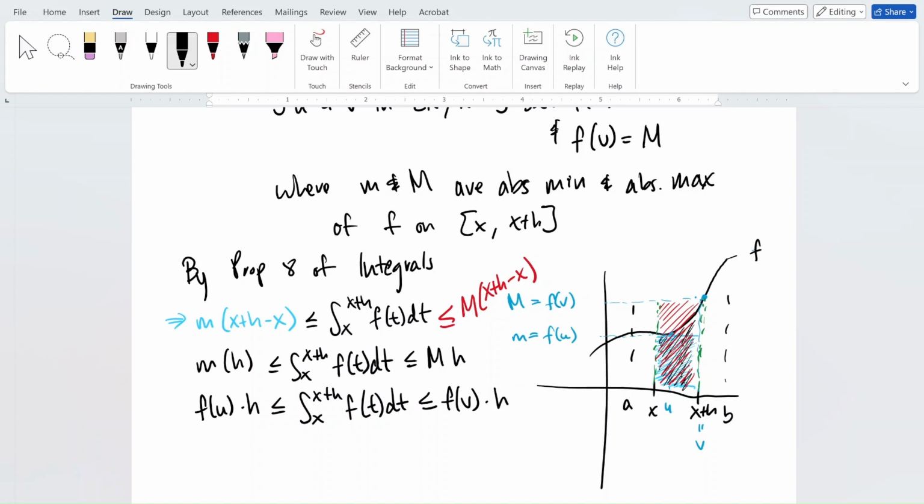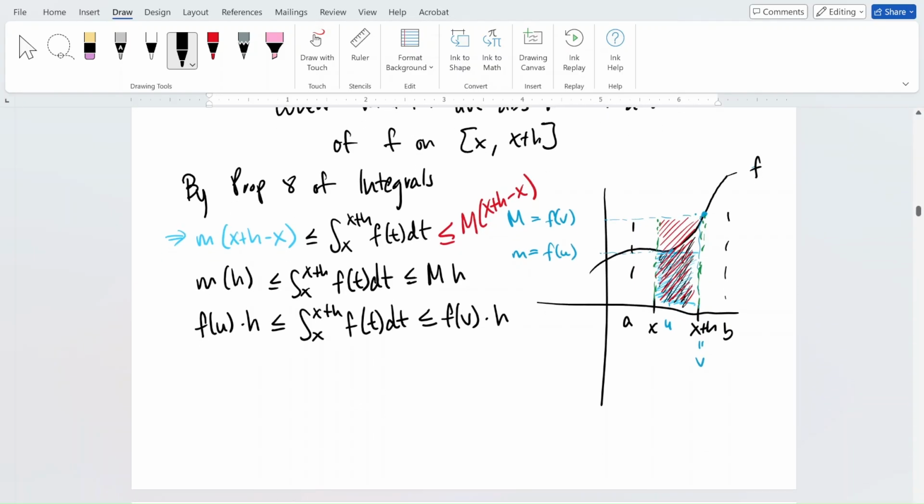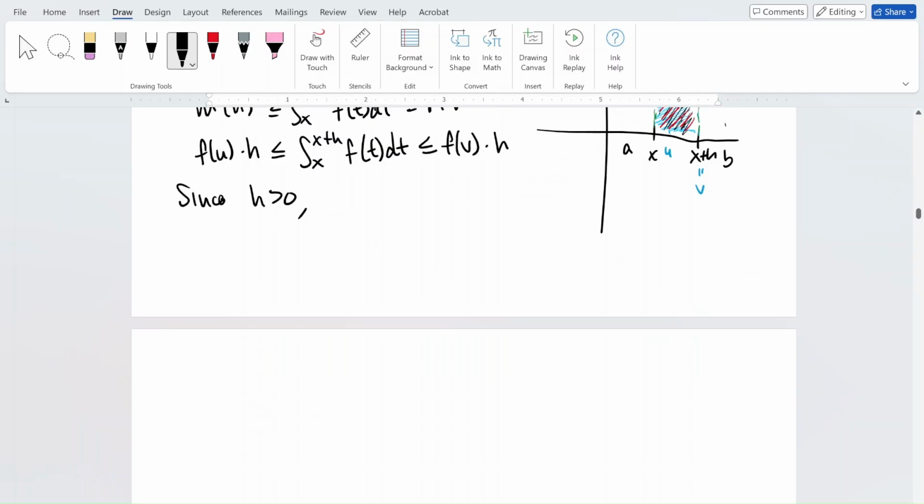Now, if h is non-zero, and we are assuming right now that h is also greater than 0, we get that I can divide both sides by h, so I get this new equation number 3, where f of u times h divided by h is just f of u, which is less than or equal to 1 over h times the integral from x to x plus h of f of t dt, which is less than or equal to f of v, again, assuming that I divided everything by h just now.